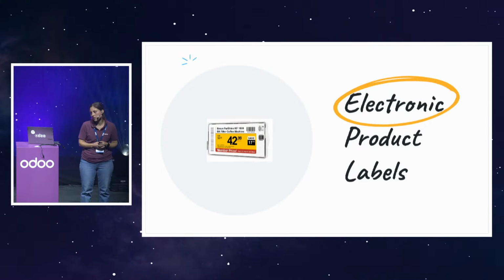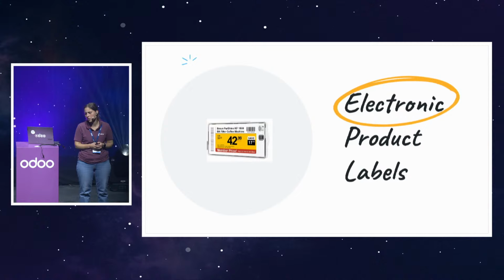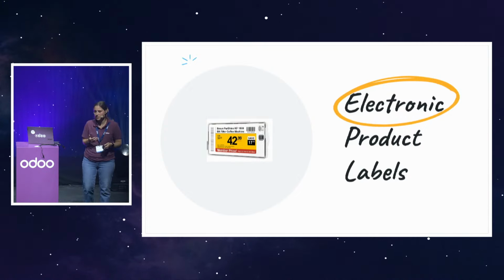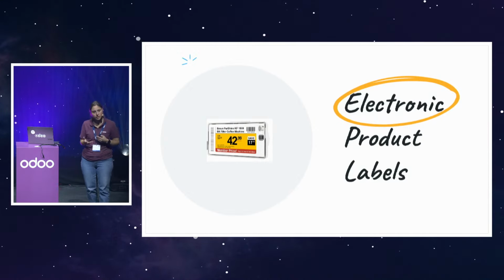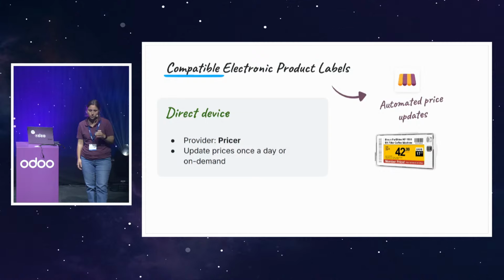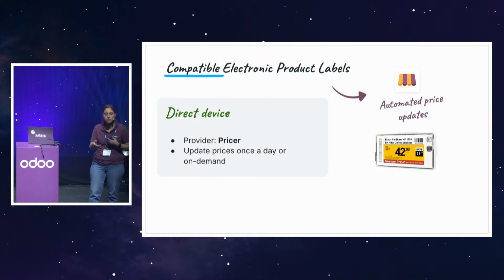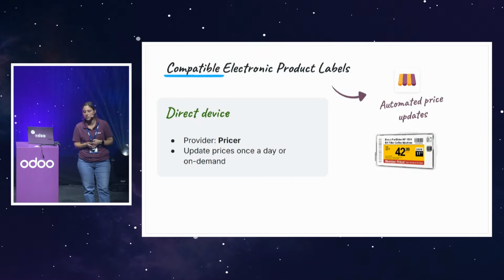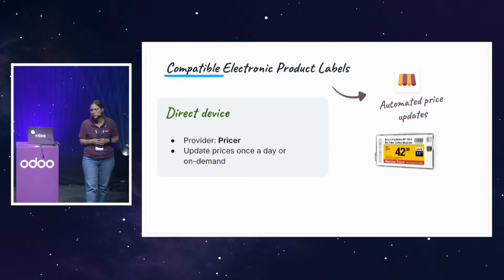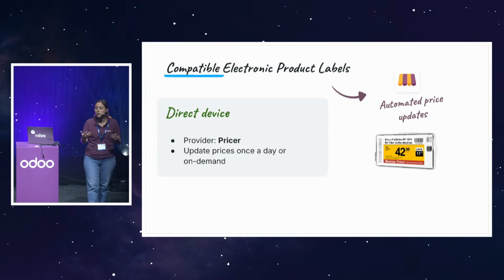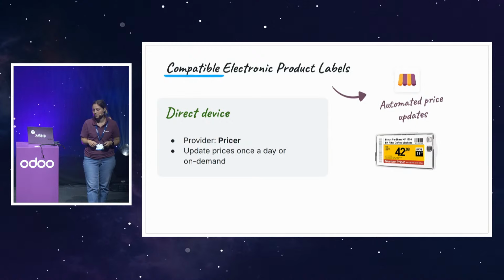We also have electronic product labels. Here, the idea is to automate the change of prices. If your prices change quite often, then it would be a nice integration to think about. It's a direct device, so you do not need an IoT, but of course, you would need to buy all the product labels and the transmitter that goes with them. We work with Pricer, and this is going to automatically update your prices once a day, or actually when you demand it.